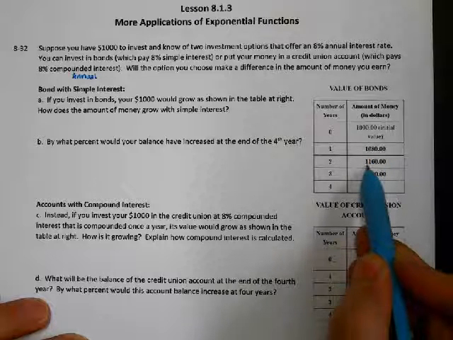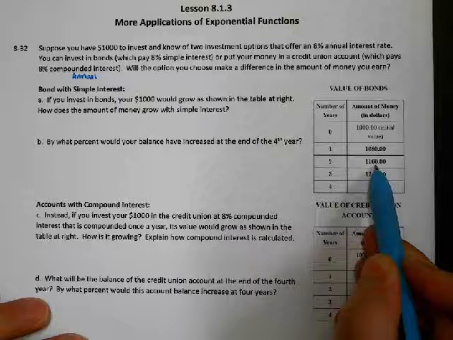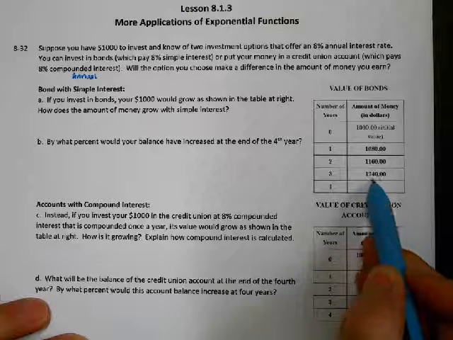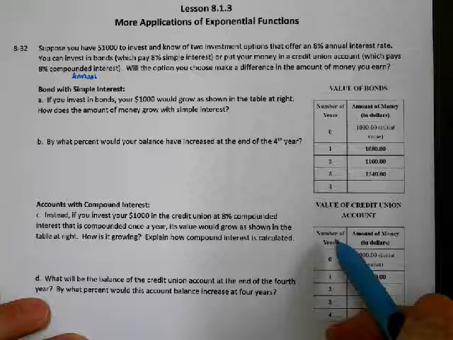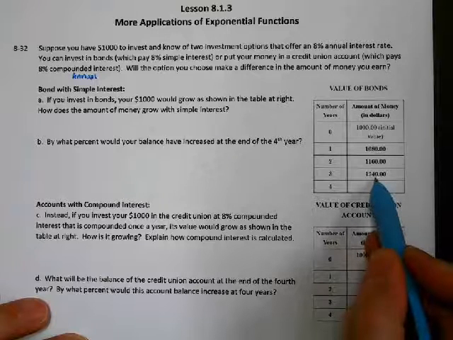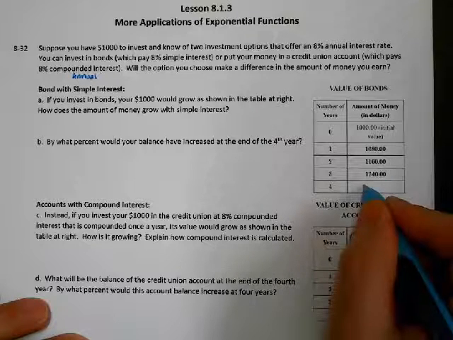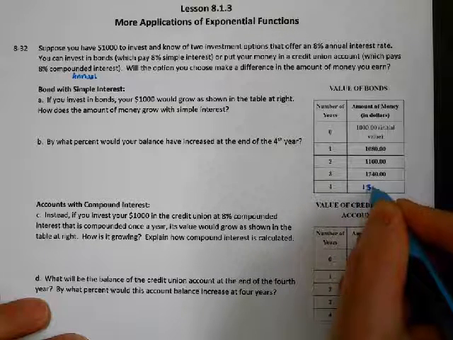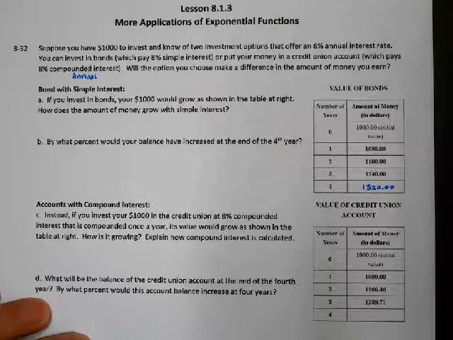After 2 years, they still owe you $1,000, but now they owe you $160 because you've got 2 years of 8% interest. And then here you've got 1,240 because we've got $1,000 that they still have to pay you back, and then you've got 3 years of $80 of interest. So on the fourth year, I should just increase this by $80 more, and I would have $1,320 at the end of 4 years.